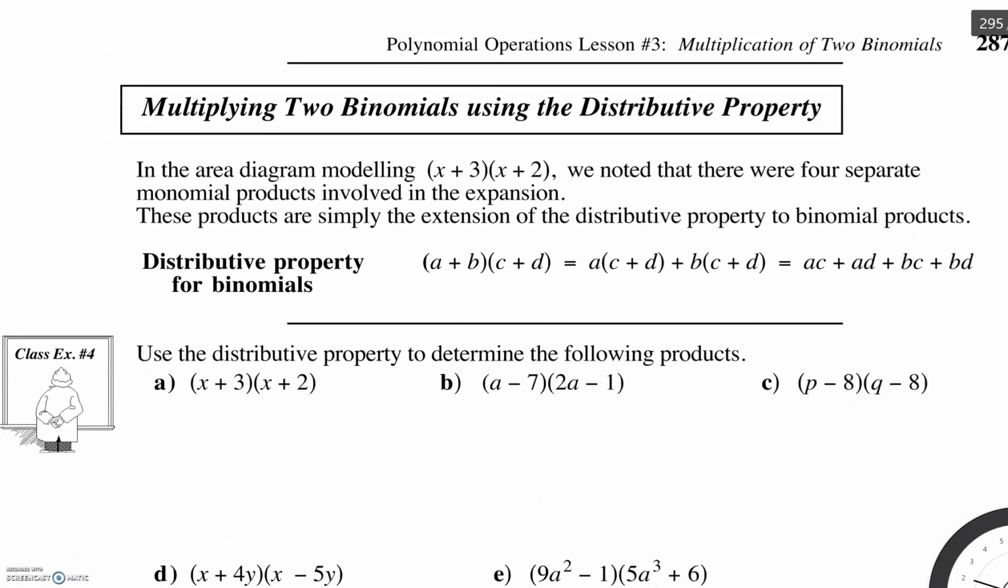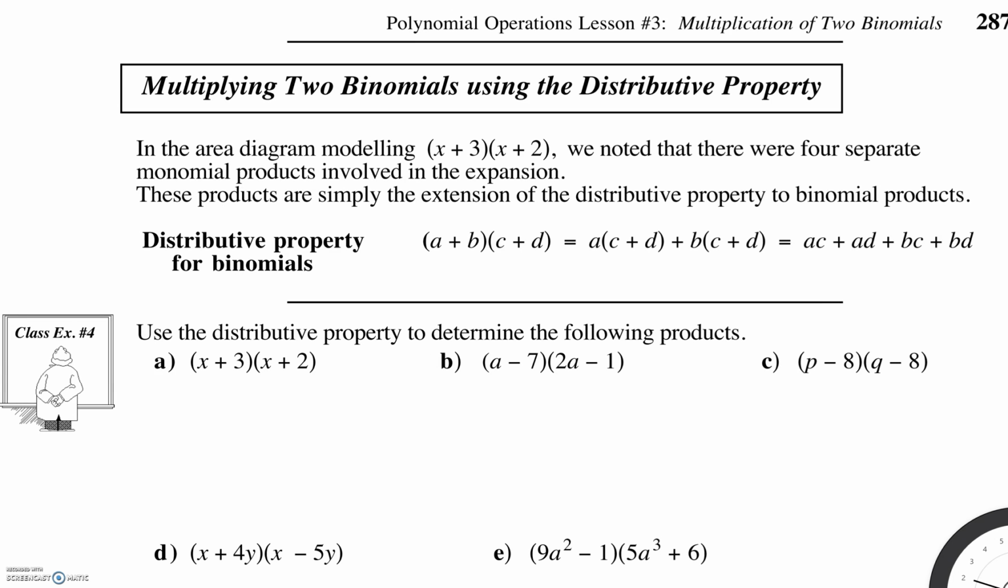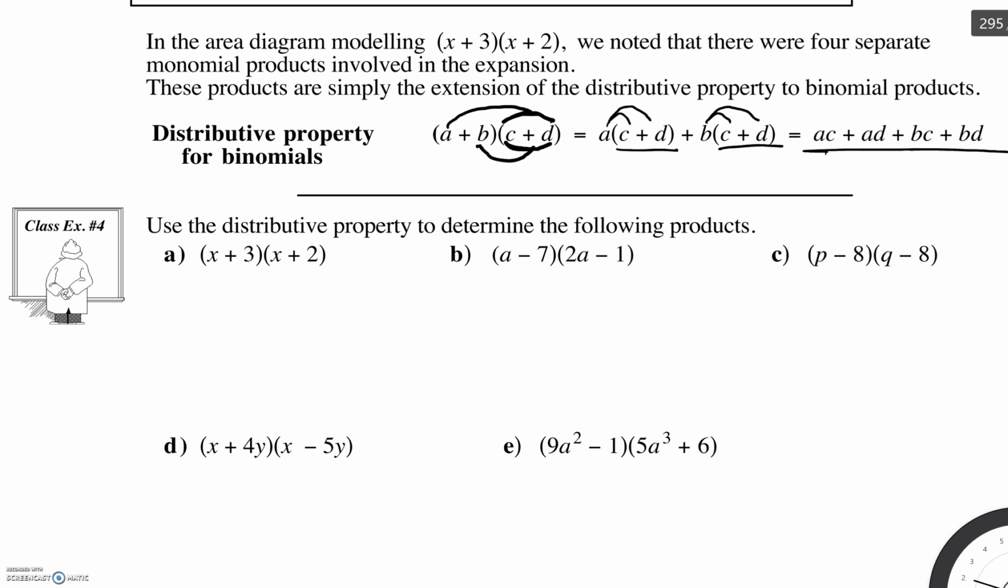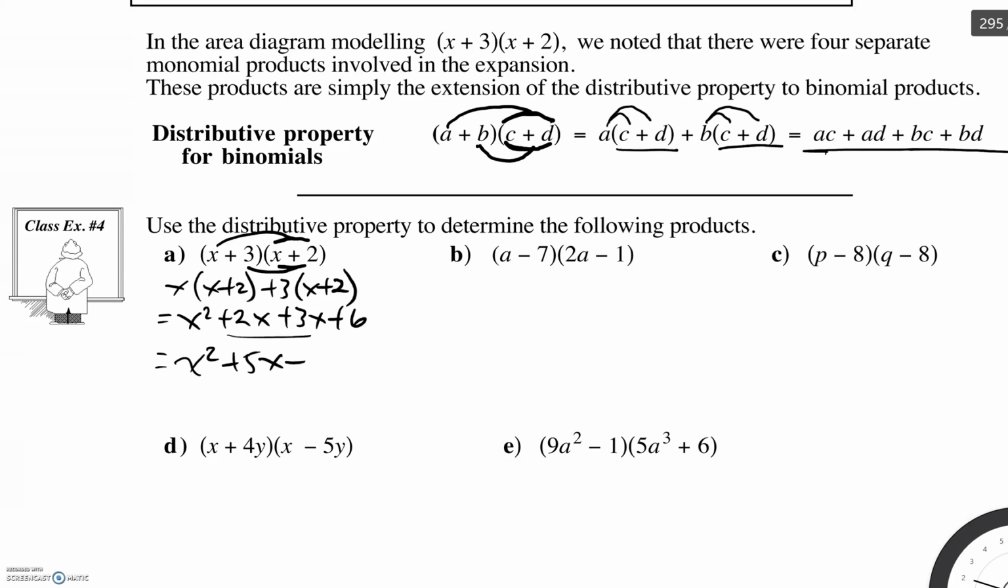Okay, this next section is the distributive property. What happens is that in this binomial, the a gets distributed to everything here, and the b gets distributed to everything here. So it goes a times cd, and then it goes b times cd. And then you multiply it, and you add them together. Okay, so let's try that with class example number 4. We have x times all of this, then 3 times all of this. X plus 2, plus 3, x plus 2, and then we get x squared plus 2x plus 3x plus 6. Collecting these like terms, we get x squared plus 5x plus 6.